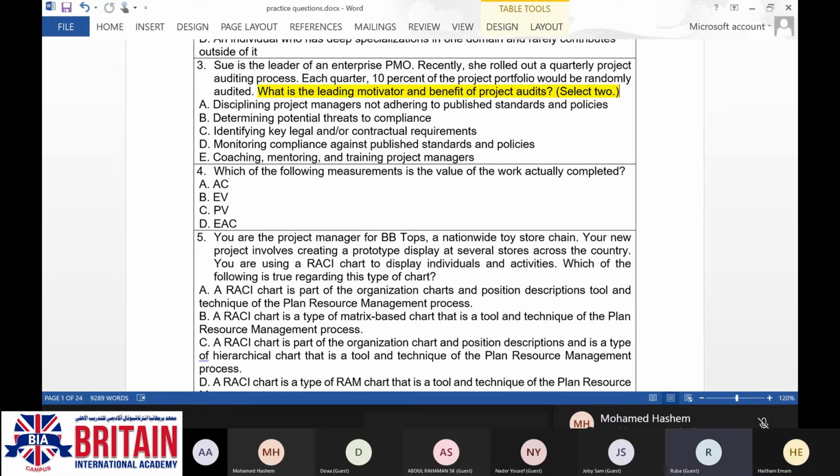Now I've seen the answer, but when I searched for the answer, these two words were there: the matrix-based and the resource management process. When it comes to the right answer, the RACI diagram.